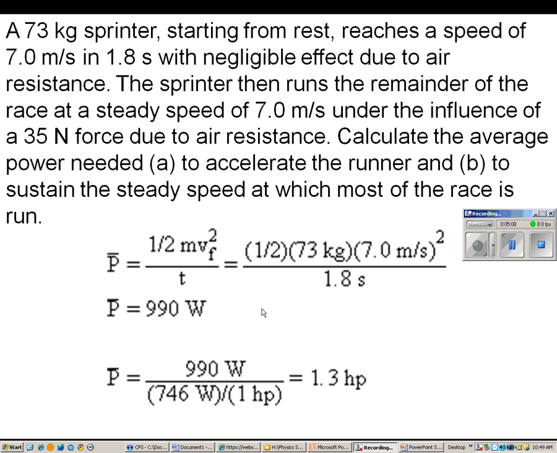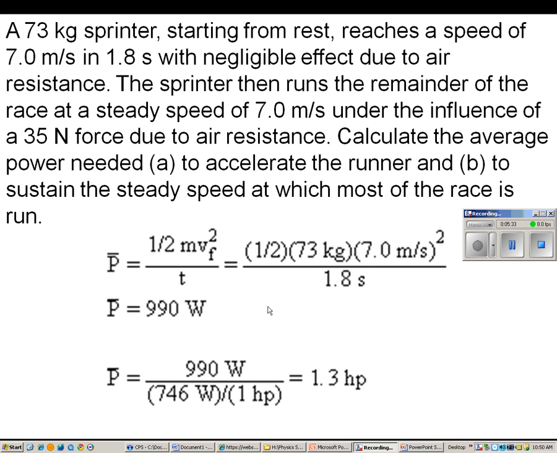So that's B. Okay, here we have power equals work over time. And in this case, our net work is our change in kinetic energy. So we plug in our kinetic energy. Since kinetic energy initial is 0, change in kinetic energy is our kinetic energy final, 1/2 mv squared. So for our work, to get up to that velocity of 7 meters per second, we use 1/2 mv squared.